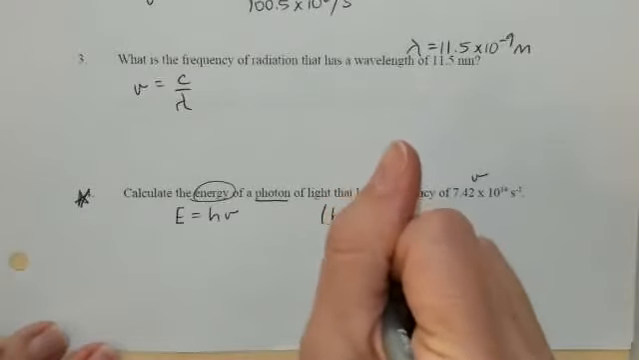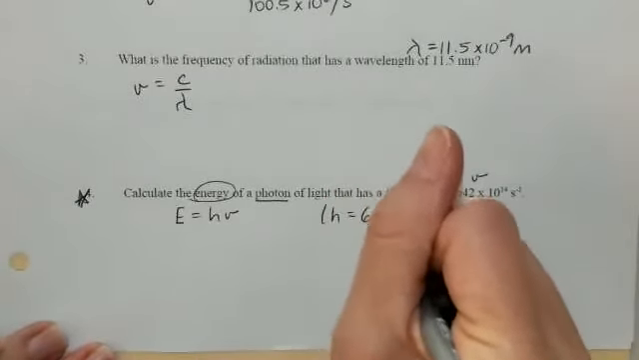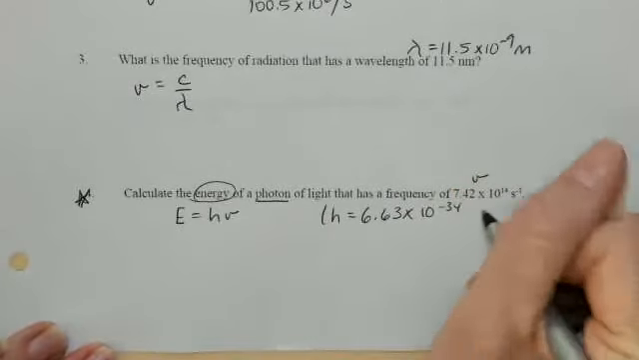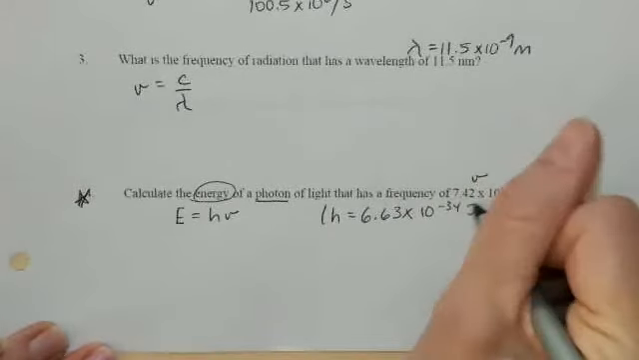And remember, you're not going to memorize the constants. I don't see the point in those constants being memorized, so those will be given. So Planck's constant, 6.63 times 10 to the negative 34 joule seconds. All right, my computer froze real quick.